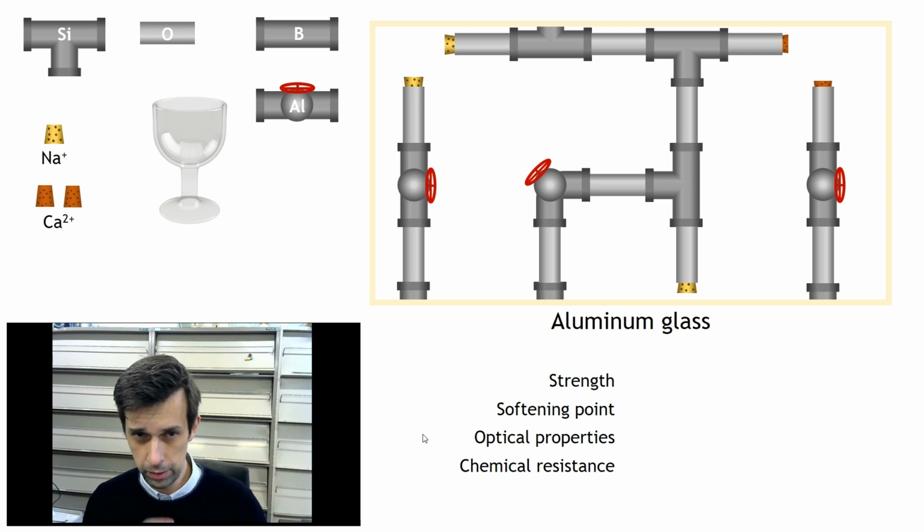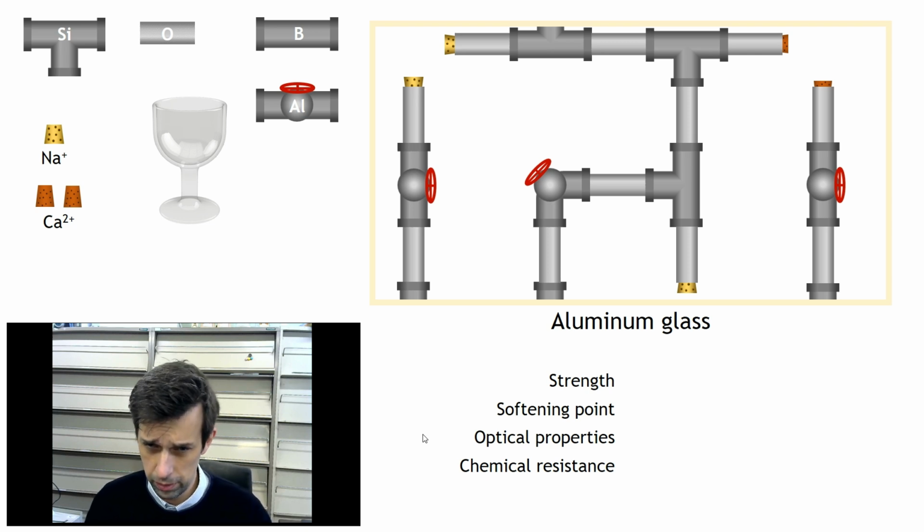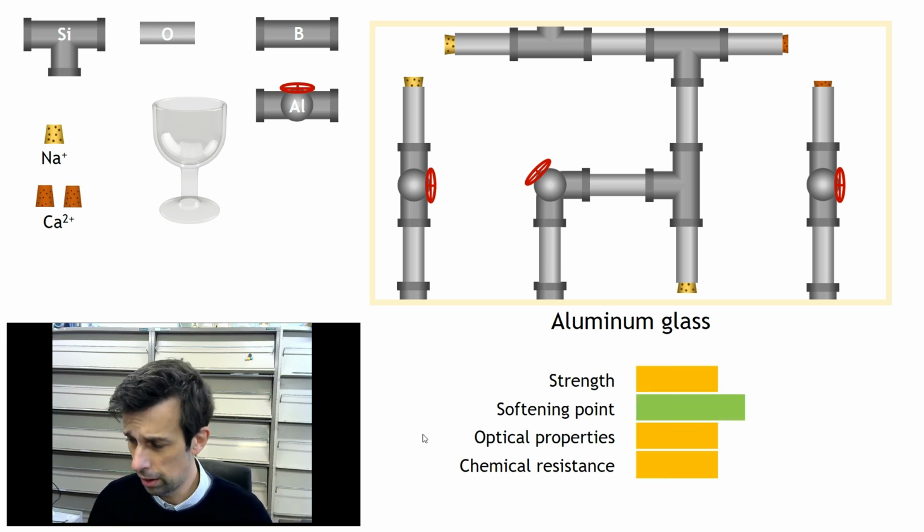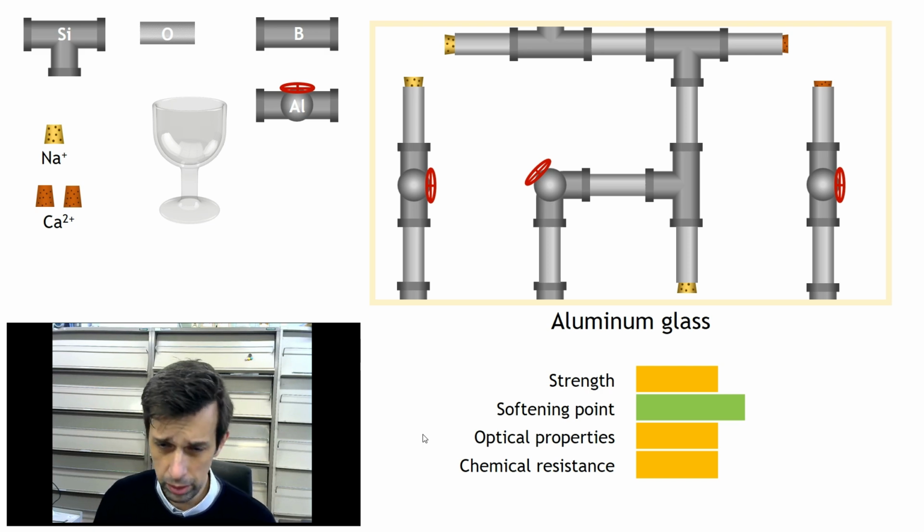It has three connectors, but in two-dimensional representation, we only see two because one is going inside or outside of the drawing. Okay. And we use aluminum glass to produce a lot of things. Also, the cell phone covers is fairly strong. It has a fairly high softening point. Optical properties are decent, and chemical resistance is decent.